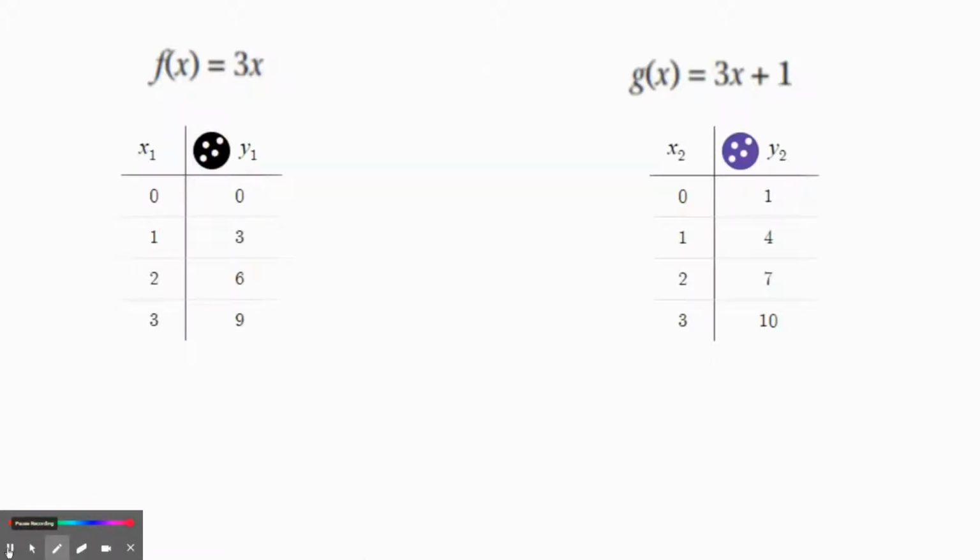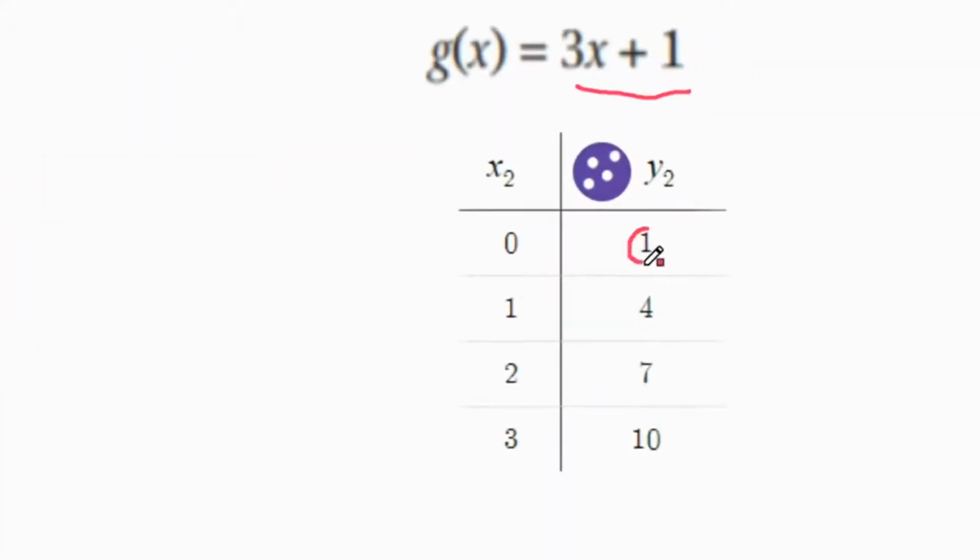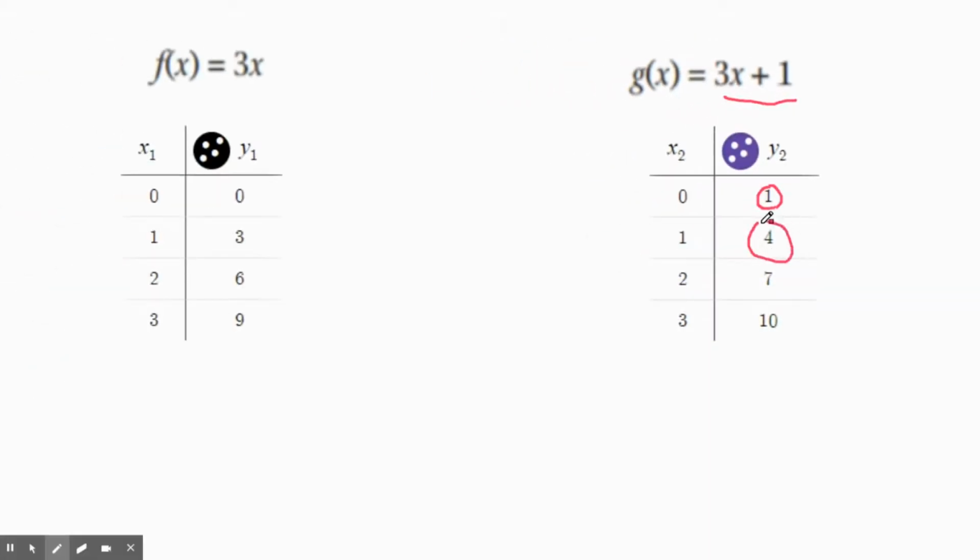As always, make a table. Take a look. F of x is equal to 3x. You get 0, 0, 1, 3, 2, 6, and 3, 9. But when I have 3x plus 1, instead of 0, 0, now I have 0, 1. Instead of 1, 3, I have 1, 4, because every time an x value goes in here, a 1 is going to be added to it. Each of these is 1 greater than each of these.